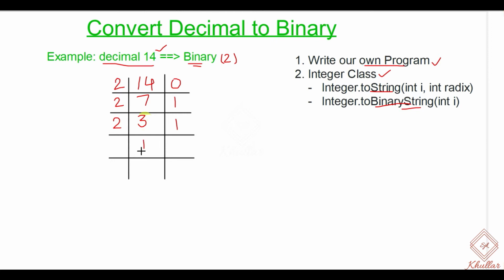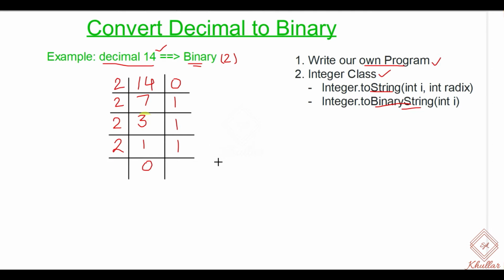and the quotient would be 1. We keep on dividing until the quotient is less than or equal to 0. Obviously it would become 0, so till that time we keep on performing this operation. Now the quotient is 1, so 1 divided by 2 becomes 0, and the remainder would be 1 in this case. Now we can't perform any further operation, so we'll stop here and note down our binary.